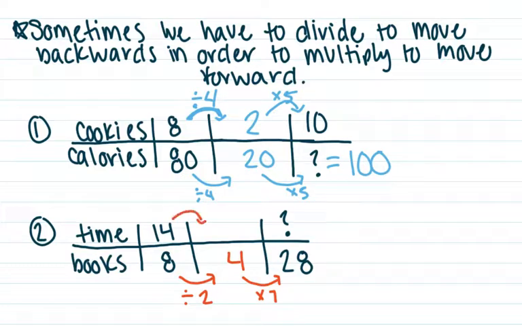So let's do 14 divided by 2 up here on the top. That's 7. And then 7 times 7 on the top there as well tells me that my time is going to be 49. And that could be minutes or hours. I'm going to assume hours since we're talking about reading books here. So I can read 28 books in 49 hours. So again, once you create that pathway to get that 8 to equal 28, you can just copy that pathway on the top there and find out that missing piece of information.